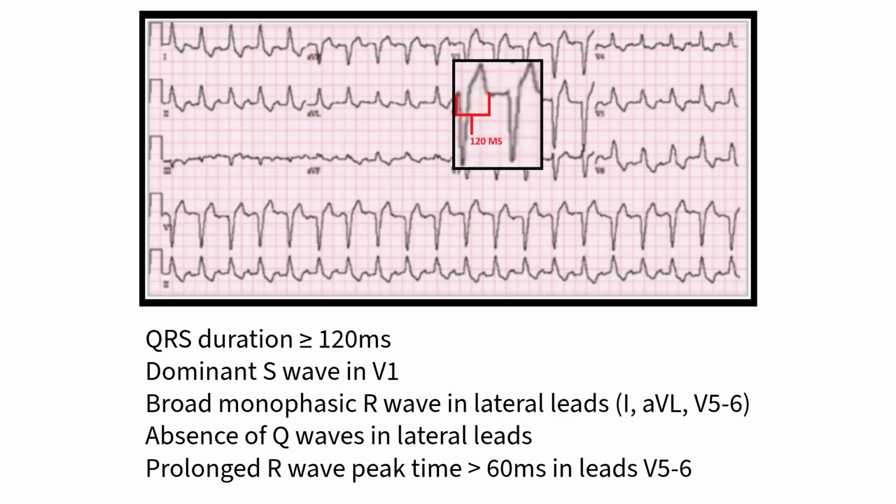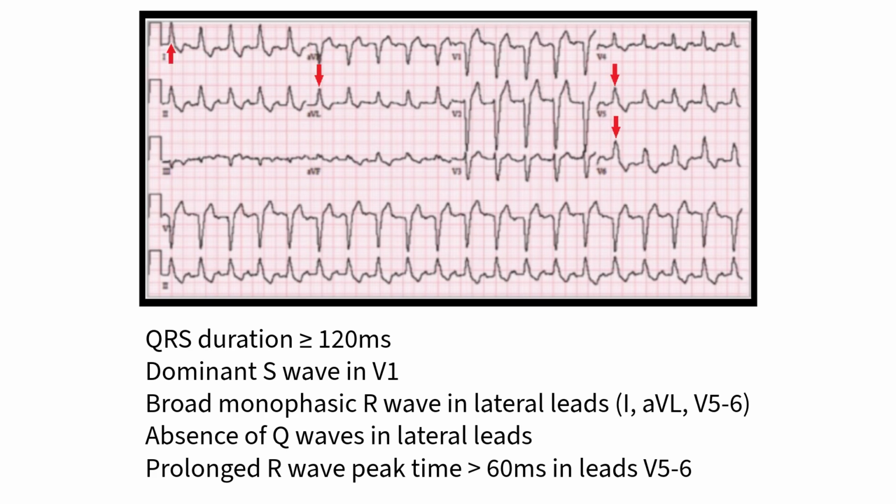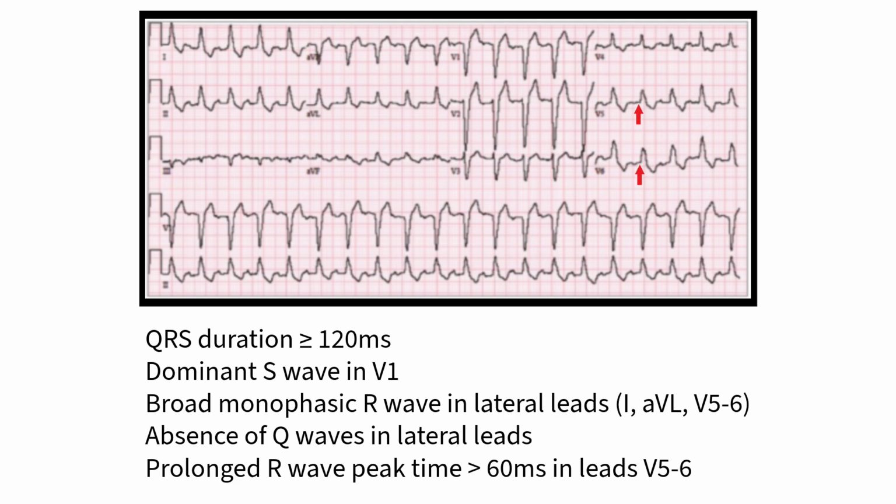First, our QRS segment should be greater than or equal to 120 milliseconds. We should also have a dominant S wave in lead V1. We should have a broad monophasic R wave in the lateral leads, leads 1, aVL, V5, and V6, as indicated by those arrows. There shouldn't be any Q waves in our lateral leads.